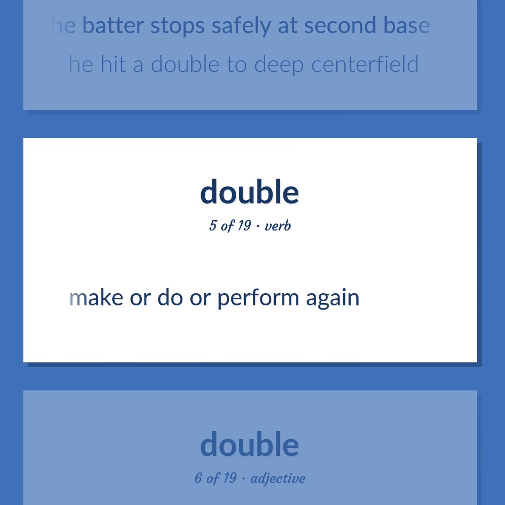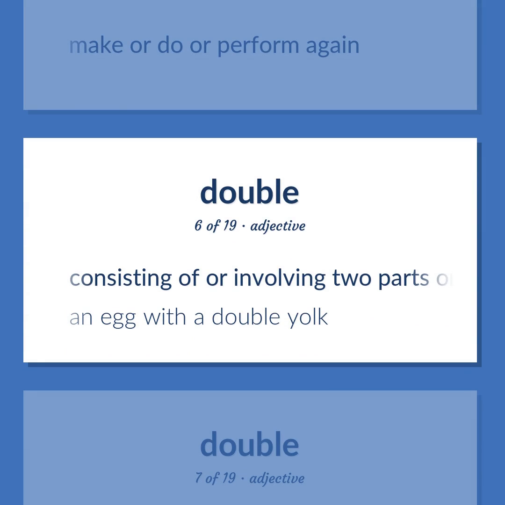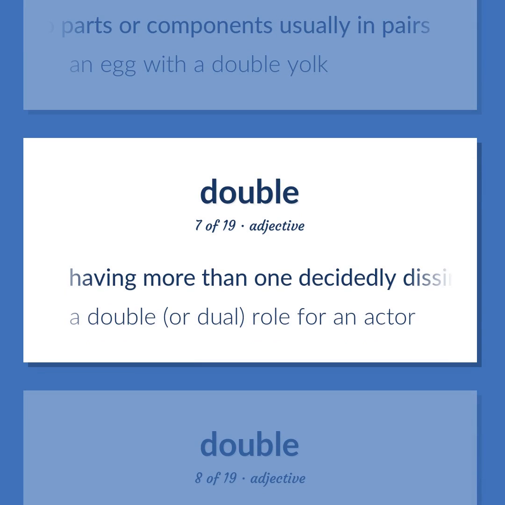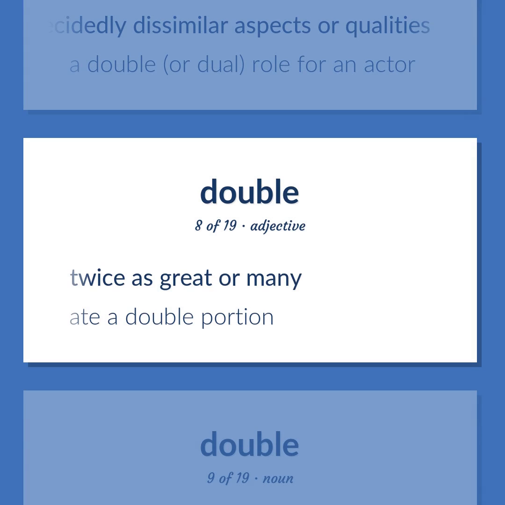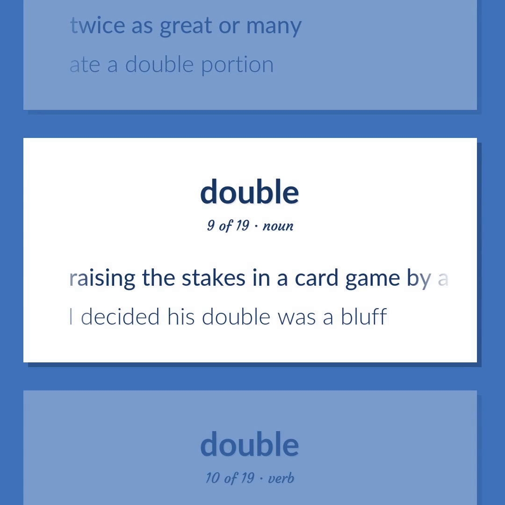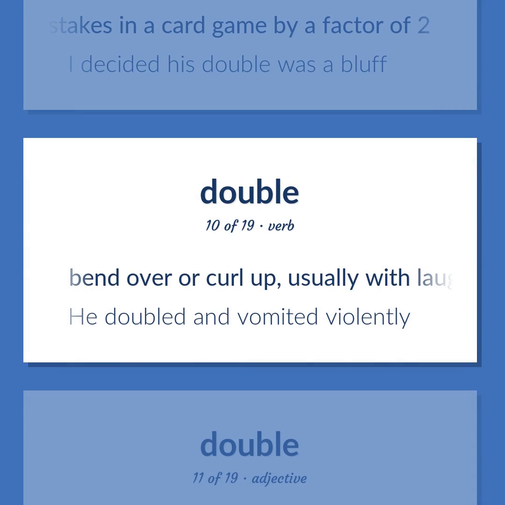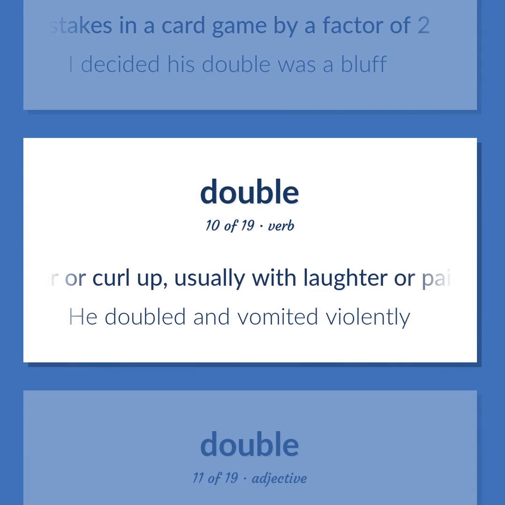Make or do or perform again. Consisting of or involving two parts or components usually in pairs. An egg with a double yolk. Having more than one decidedly dissimilar aspects or qualities. A double, or dual, role for an actor. Twice as great or many. Ate a double portion. Raising the stakes in a card game by a factor of 2. I decided his double was a bluff. Bend over or curl up, usually with laughter or pain. He doubled and vomited violently.